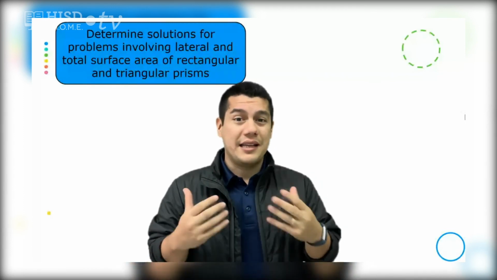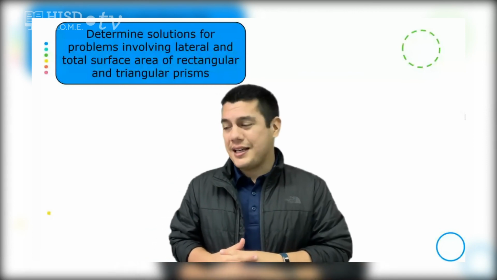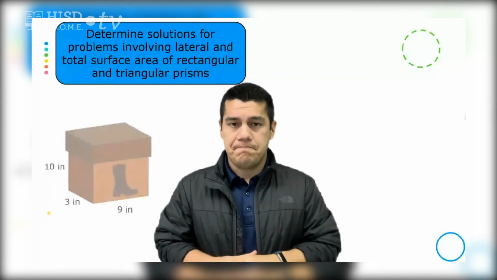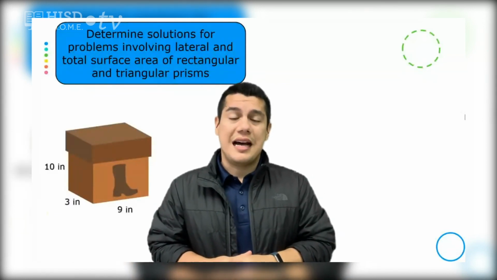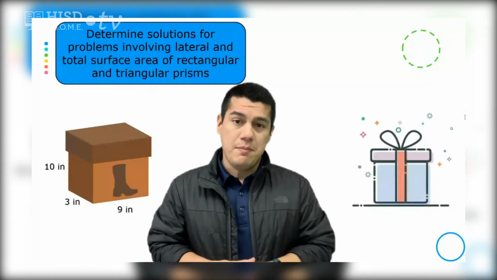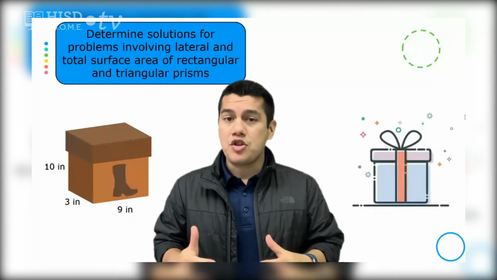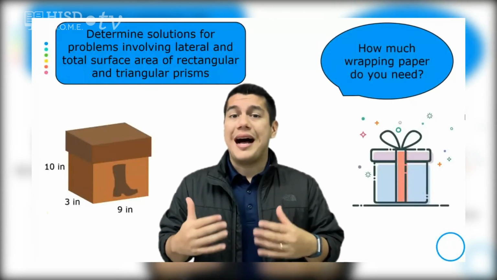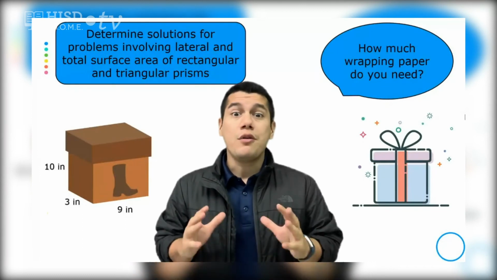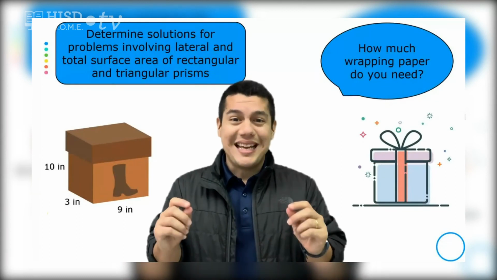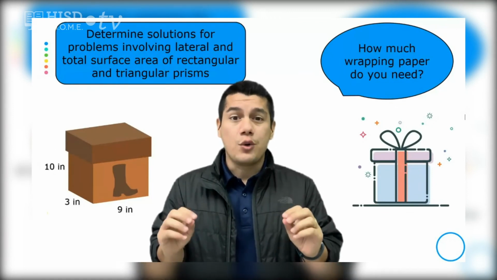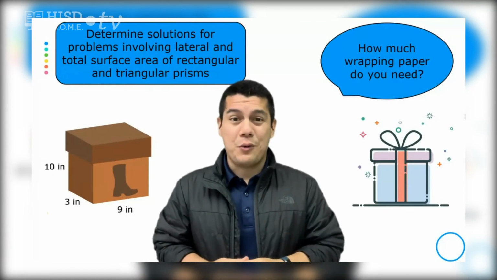Let's say that I wanna buy a gift and I buy some shoes that come in a box. Then I tell you that I want to decorate the box with wrapping paper. How much wrapping paper do I need to cover the whole box? In order for us to be able to get the solution, we're gonna have to learn how to get the total surface area of a rectangular prism.